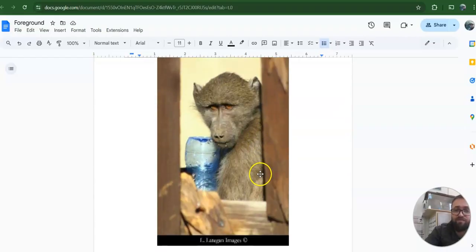Here we have a nice frame. The foreground is framing our subject, which is the baboon here.